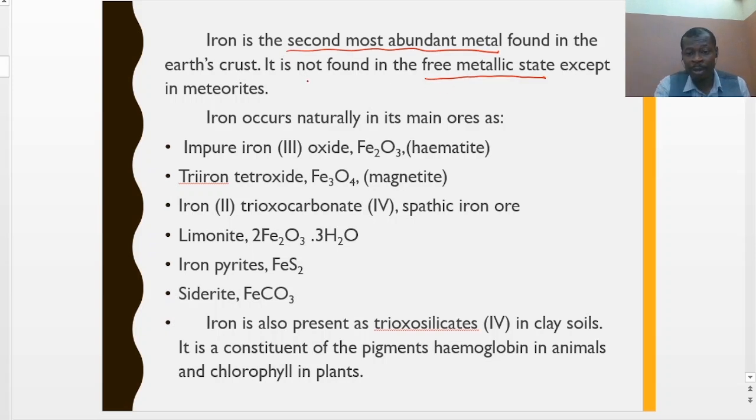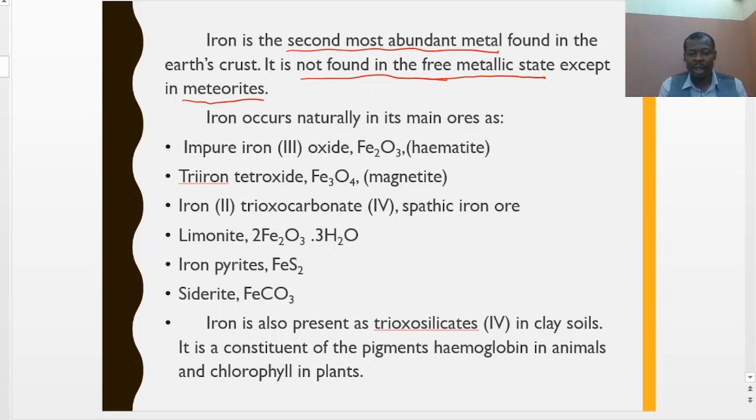It's not found in a free metallic state. It's always found combined with other elements, except in the meteorites. The meteorites are mostly composed of iron only. But apart from that, we can find iron in the earth crust mixed up with several other constituents. As a result, iron can exist in some major forms of ores.